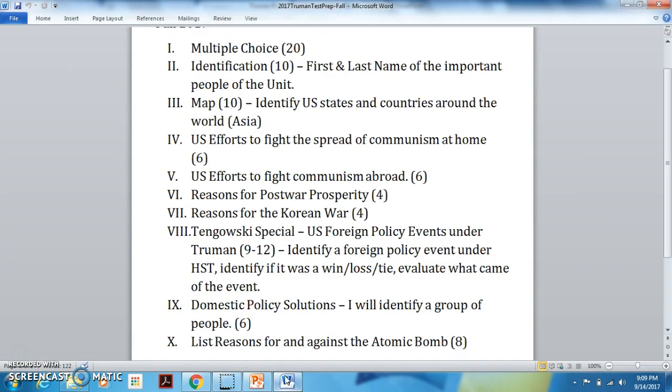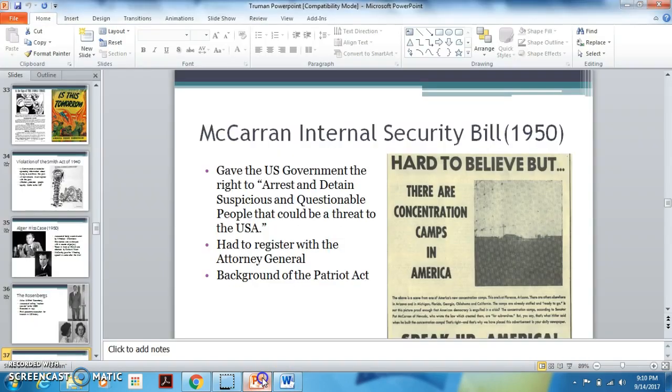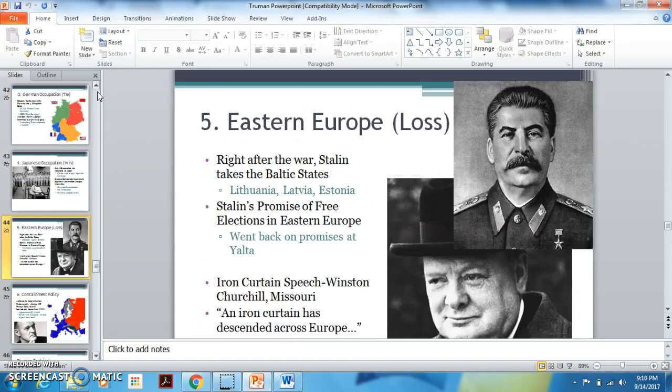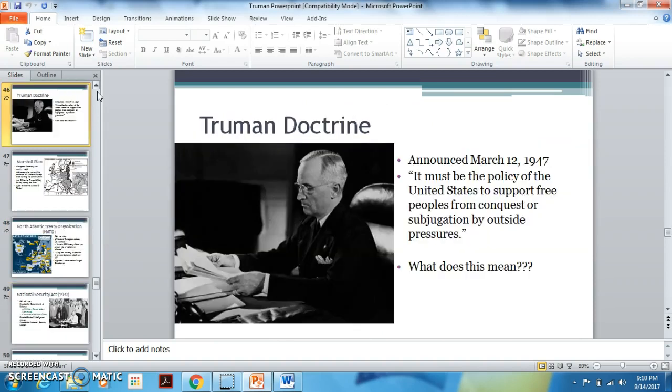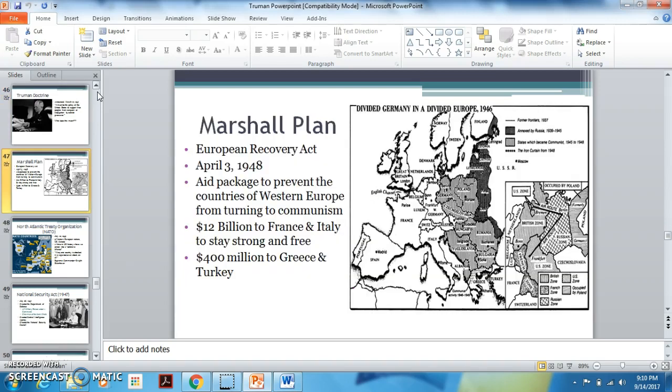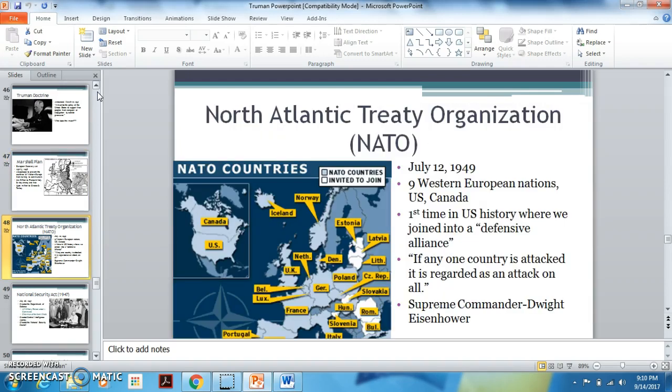Okay. Efforts to fight the spread of communism abroad goes to foreign policy. That falls under the containment policy. It's the Truman Doctrine. Policy of the United States to support free people resisting conquest or subjugation by outside pressures or minorities. Remember that we had to let everybody know what was going on. Number 2, Marshall Plan. Aid package to keep Western Europe free. $12 billion, right? NATO. First time in a defensive alliance. Eisenhower, Supreme Commander.